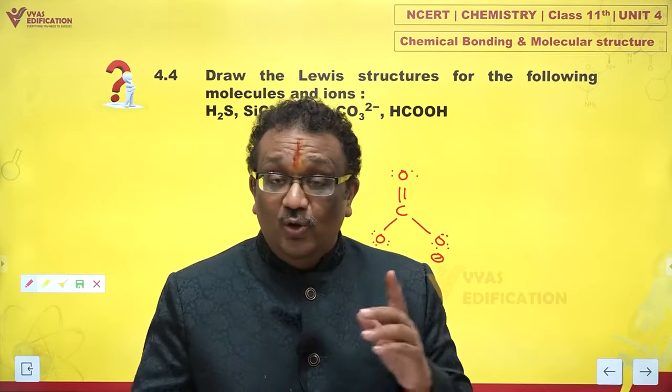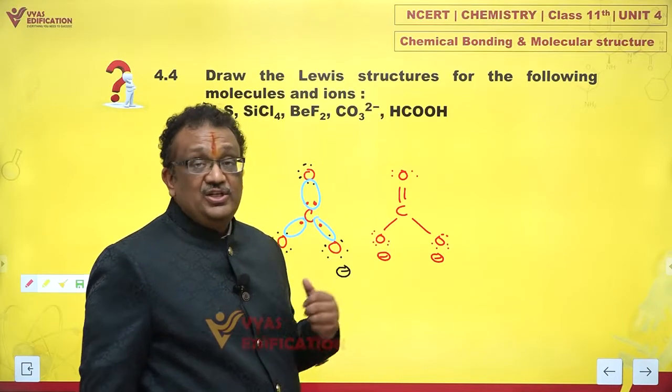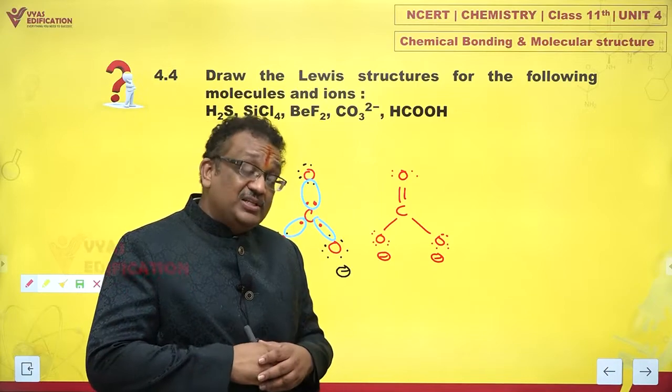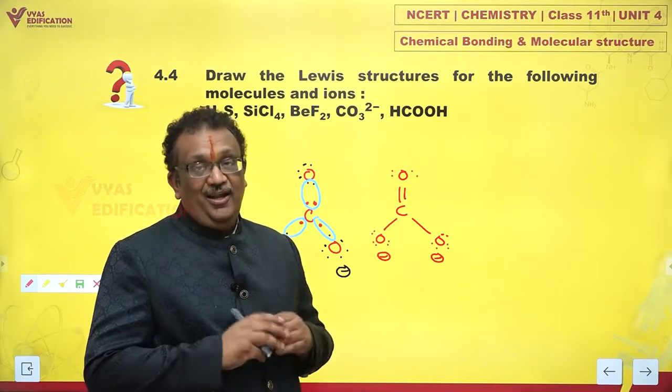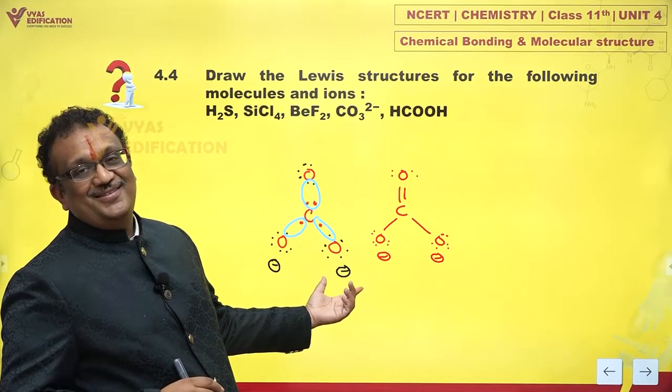As you proceed, you will notice later on that this is not the structure which is found in nature, but this is the beginning point. In one of the later questions, we will discuss the structure of carbonate ion in greater detail. But then, Lewis dot structure, if you simply write, this is carbonate.